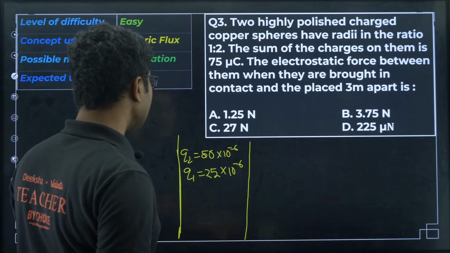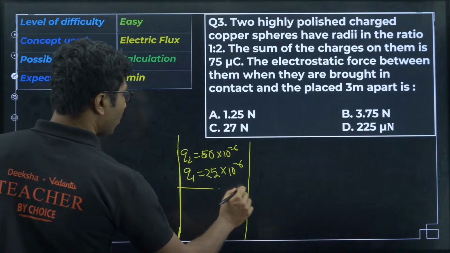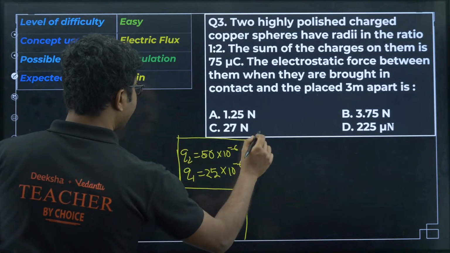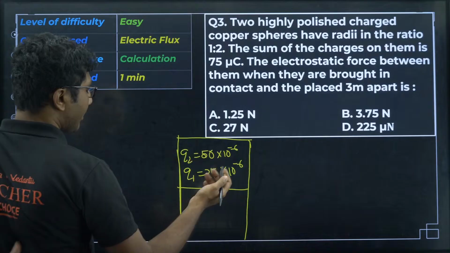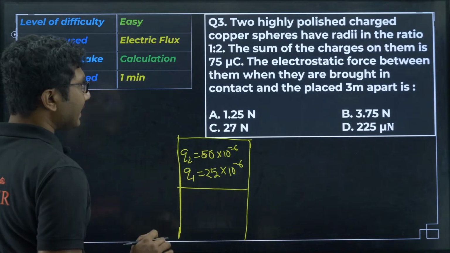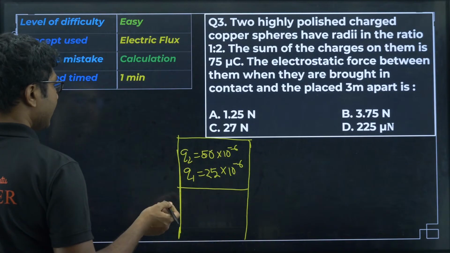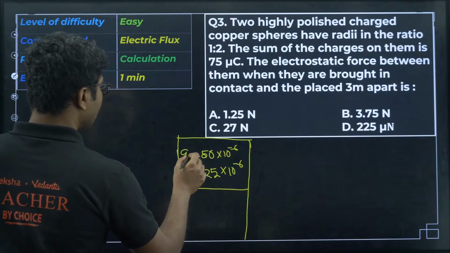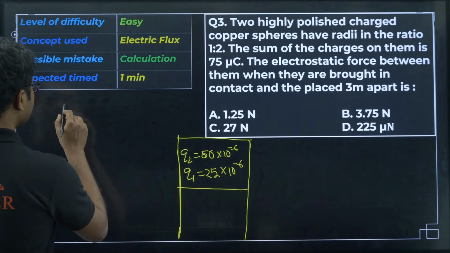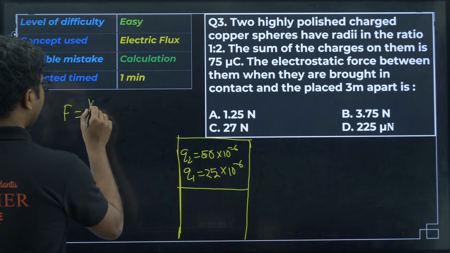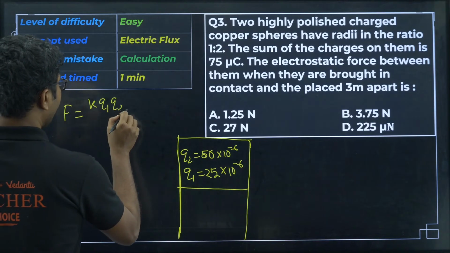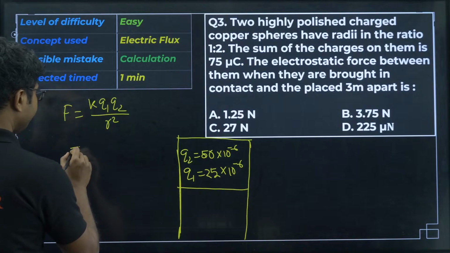This is a very typical KCET question. Those who may be preparing for the NEET exam, this type of question comes in the NEET exam as well, not super common in JEE, but in the NEET exam as well. So Q2 and Q1 we have calculated. Now what is the force? Force is K Q1 Q2 by R square, obviously Coulomb's law.